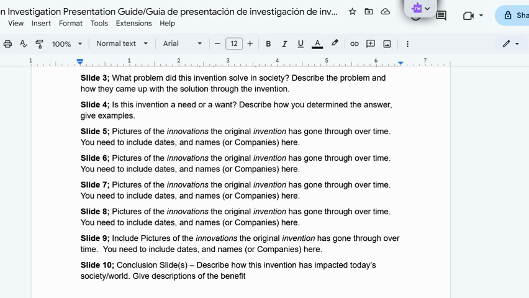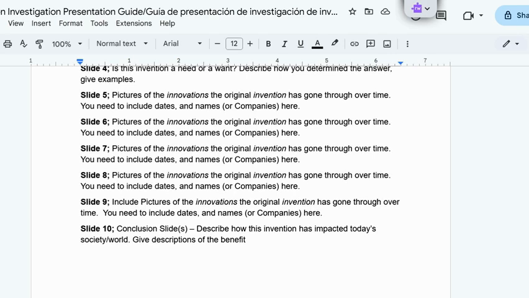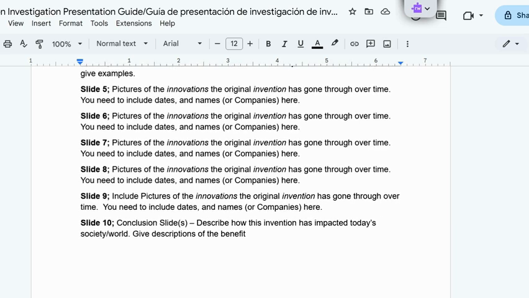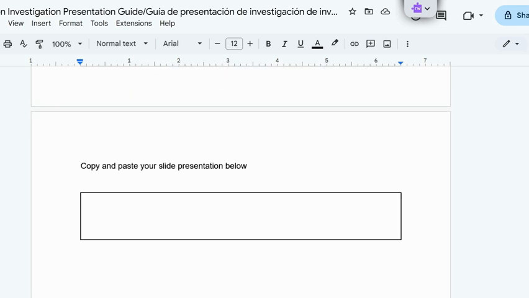On those slides, all I need is a year and a picture of that new innovation. I don't need a description because when you do your presentation on WeVideo, you can just talk about it there. And then finally on slide 10 is just a conclusion. Describe how the invention has impacted today's society and world and give a description of its benefit. So those are 10 slides. There's where you're going to copy and paste your link below.